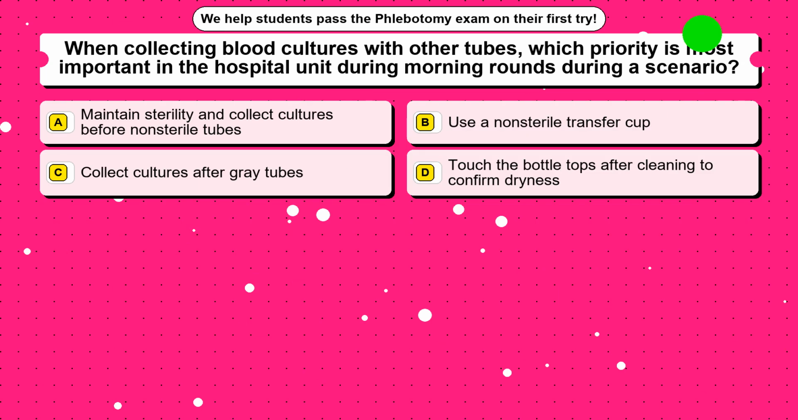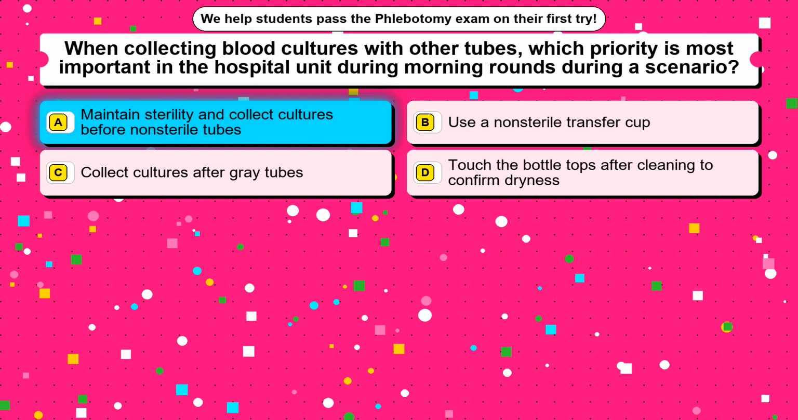Question 74. When collecting blood cultures with other tubes, which priority is most important in the hospital unit during morning rounds during a scenario? Option A. Maintain sterility and collect cultures before non-sterile tubes. Option B. Use a non-sterile transfer cup. Option C. Collect cultures after gray tubes. Option D. Touch the bottle tops after cleaning to confirm dryness.